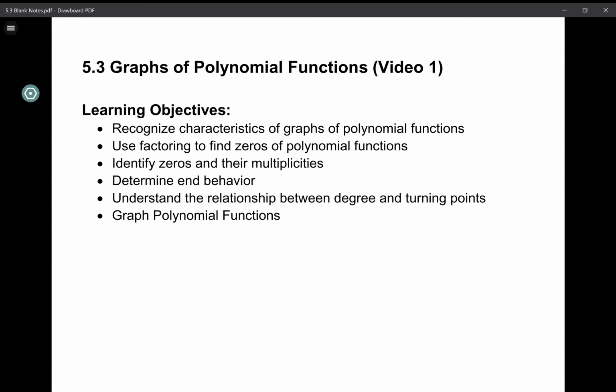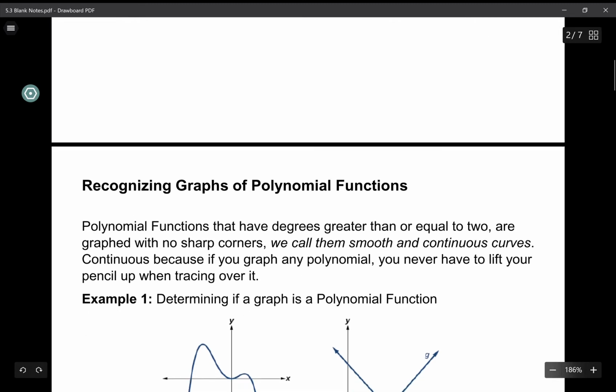All right, welcome to section 5.3, graphs of polynomial functions. In this section, we're going to recognize characteristics of graphs of polynomial functions. We're going to use factoring to find their zeros. We're going to identify zeros and multiplicities. We're going to talk again about end behavior. We have talked about that before. We're also going to talk again about degree and turning points, and then we're going to do some sketching graphs of polynomial functions. All right, so let's get started.